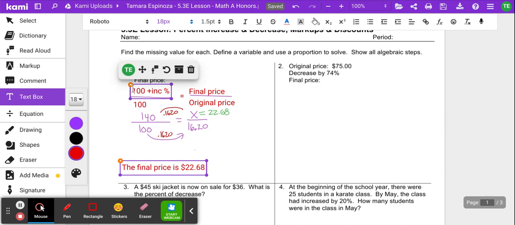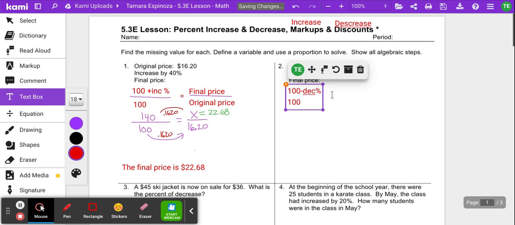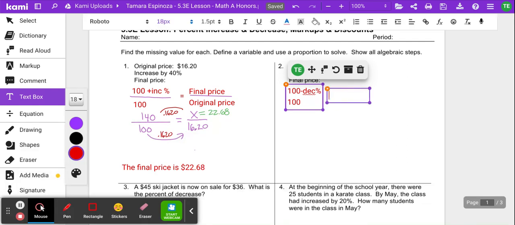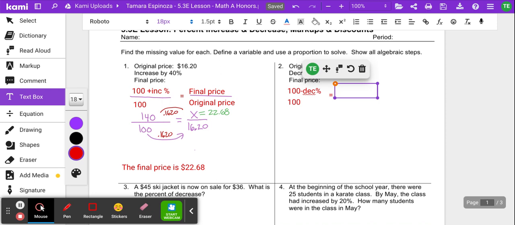Okay? Decrease. Well, if we're decreasing, we're taking away. So instead of adding, we're going to subtract. It's pretty similar to the other one. We're going to go 100 minus our decrease percentage over 100, because that's our best percent. And that is going to be equal to our final price over our original price.